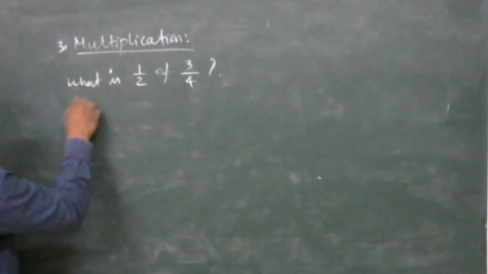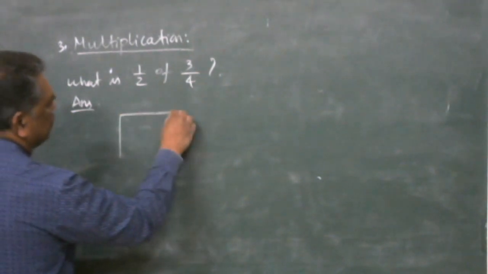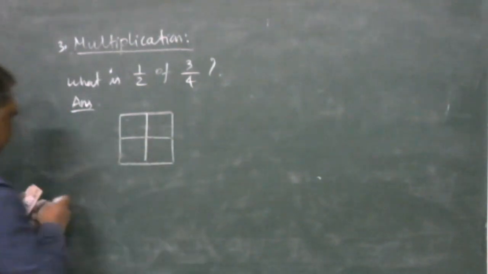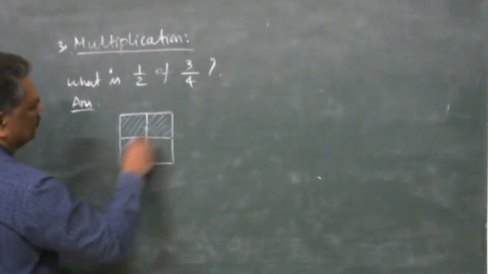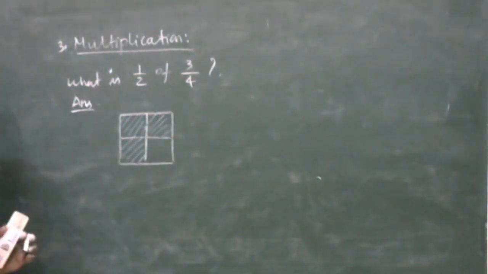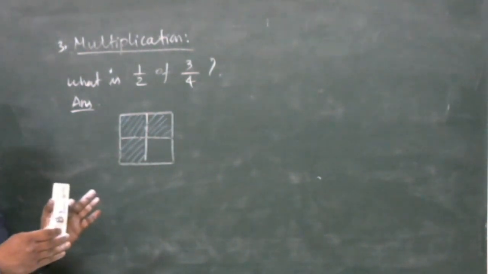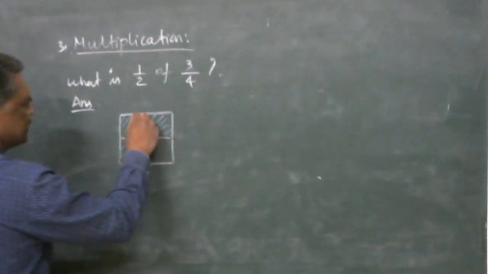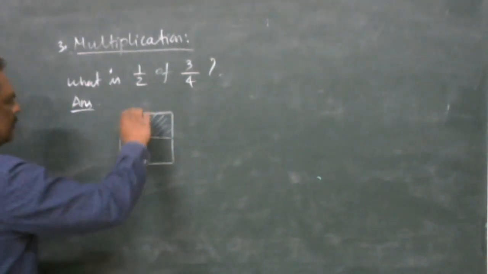Let me explain with one diagram. First 3 by 4, let me take a cake, a whole thing. I have to divide this into 4 parts. How many are colored? 3 parts are colored. 1, 2, 3. So the colored pieces are there with you. Now we need to take half of it. So what happens? Each piece I will take half. I will color it with pink.